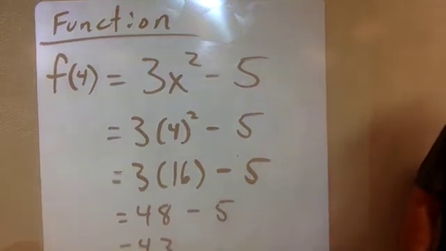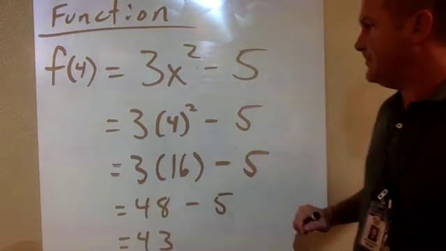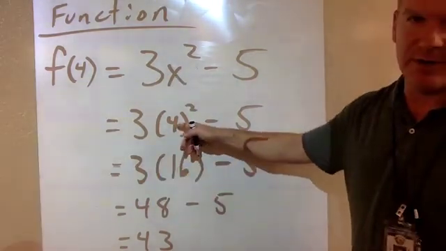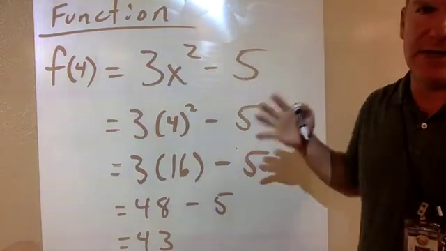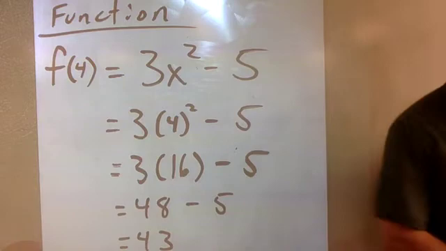Can you see the 43? Yes, you can. All right. So that was it. Instead of just 3 times 4, it's 3 times 16 because we had to square the 4 first. That's all that did, was add one more step. Square your 4 before you multiply it by 3.